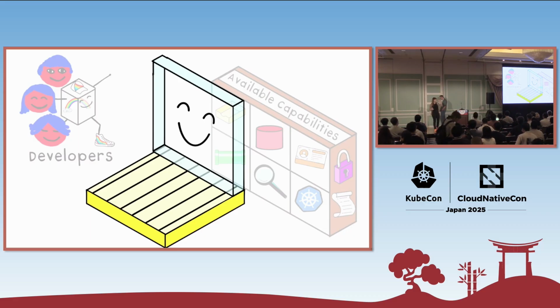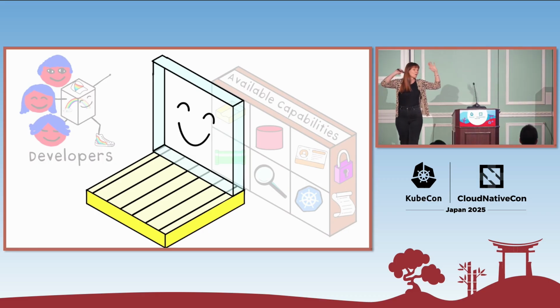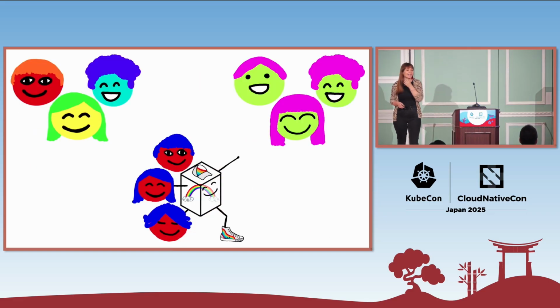A platform is going to help. It's an integrated collection of capabilities that are organization specific. We can offer them to developers in our organization so that they can get what they need in a self-service way without having to understand all that complexity.